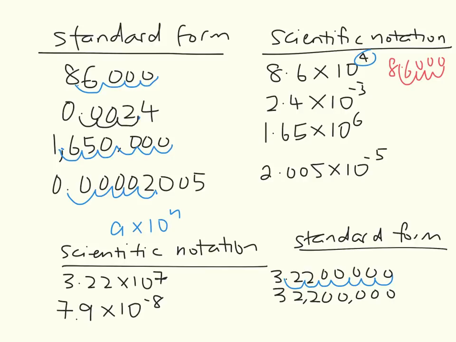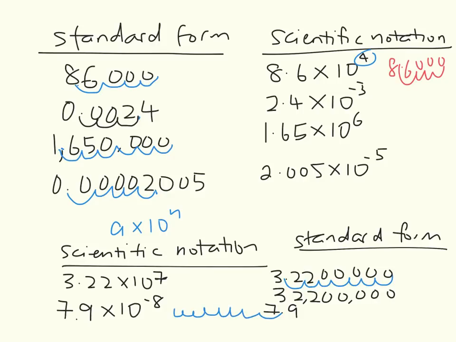So you can write it as 7.9, and you have to move the decimal point to the left. So you move 1, 2, 3, 4, 5, 6, 7, 8.